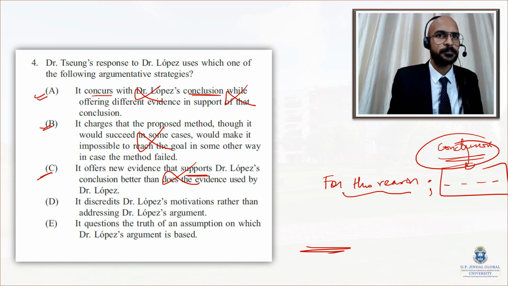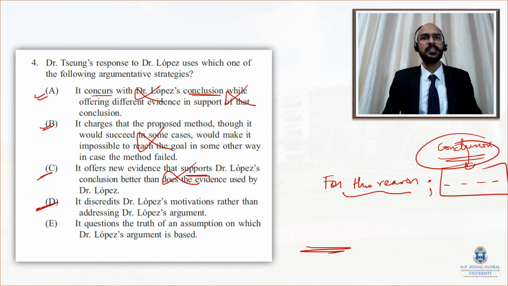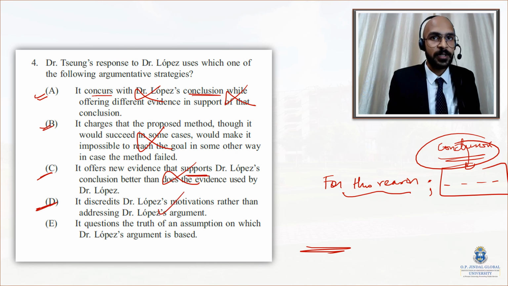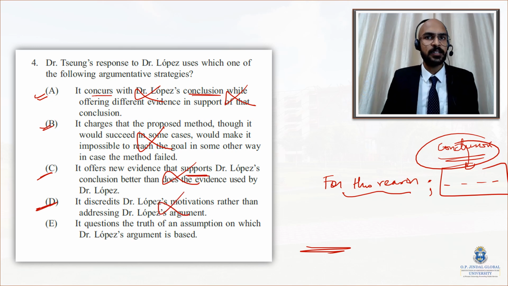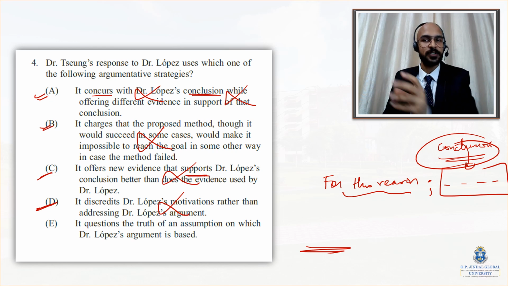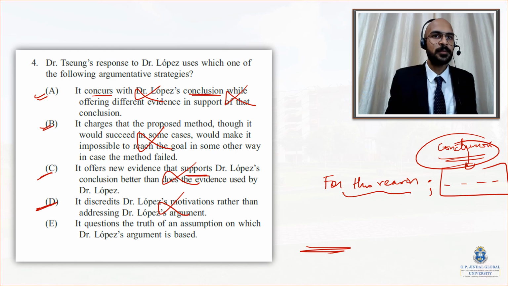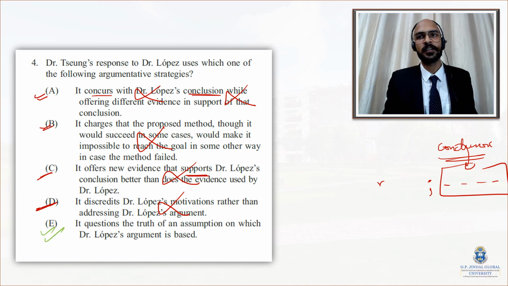Look at option D. It says it discredits L's motivations. No. What is the motivation? The motivation is what he believes. That's what his aim is. That's what he wishes to do. As far as that is concerned, he admires it. T admires the motivation of L. He does not discredit it. Okay? So we again eliminate this. Look at option E. It says it questions the truth of an assumption on which L's argument is based. We know that this is the right answer, but let me spend a minute to tell you why this is the right answer.